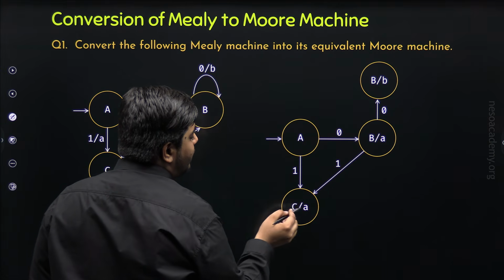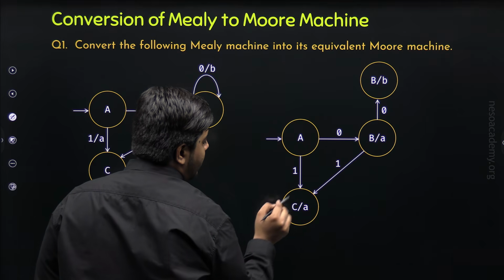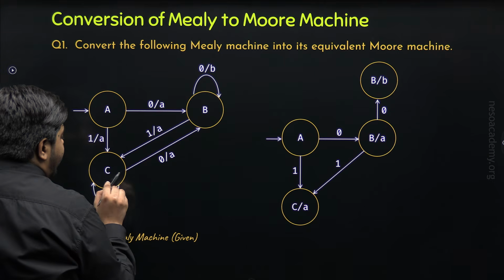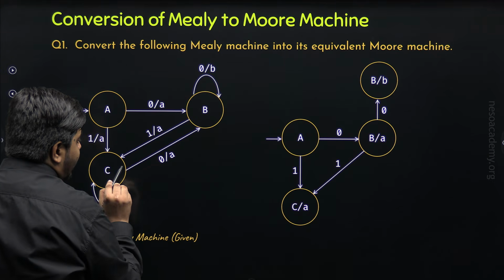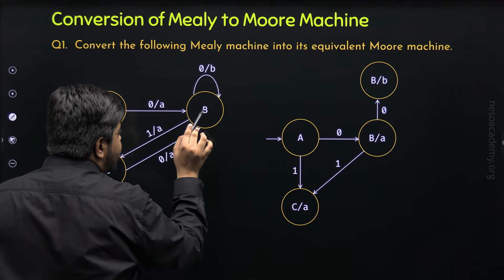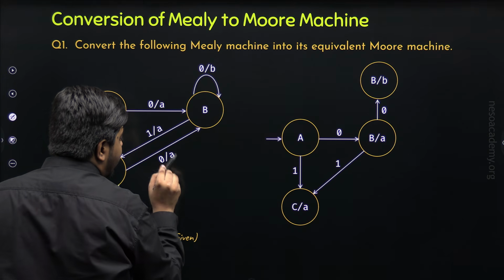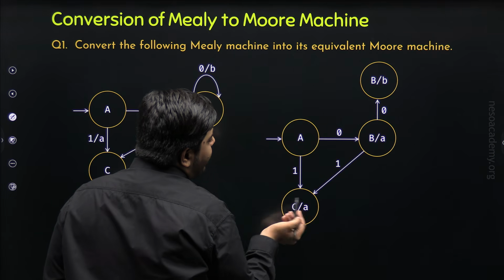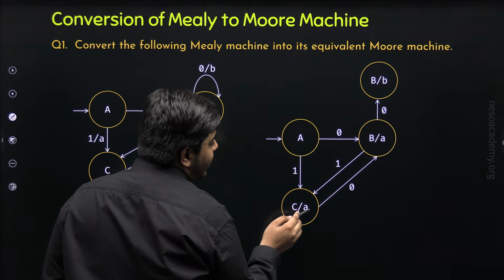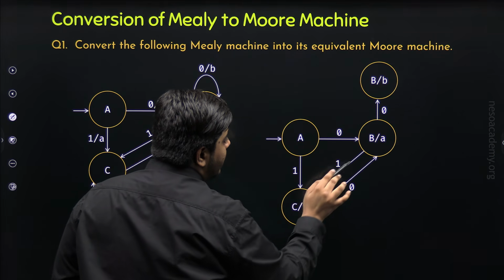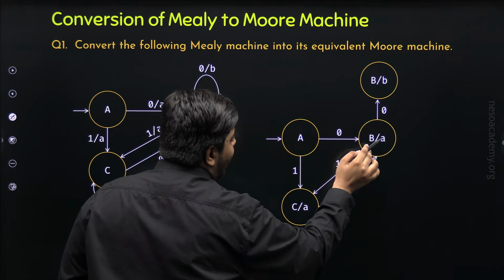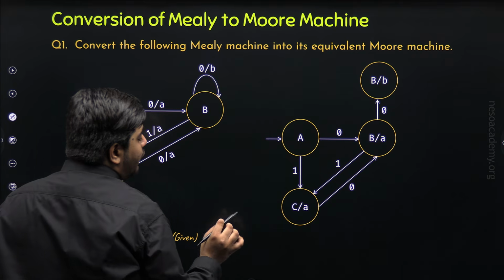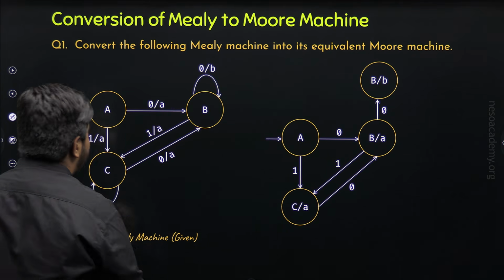Now we will complete the transitions for this particular state, that is C. C, on getting input symbol 0, we are reaching the state B, and this B should have output symbol A. So we have B with output symbol A, so we can directly draw the transition. C, on getting input symbol 0, we will reach the state B having output symbol A. Now let's talk about C for the input symbol 1.